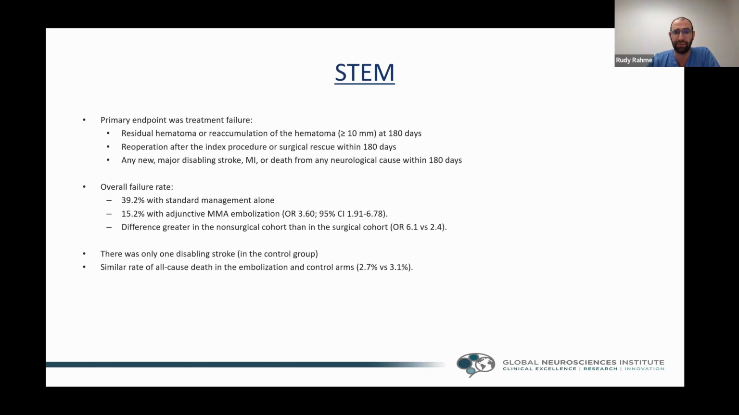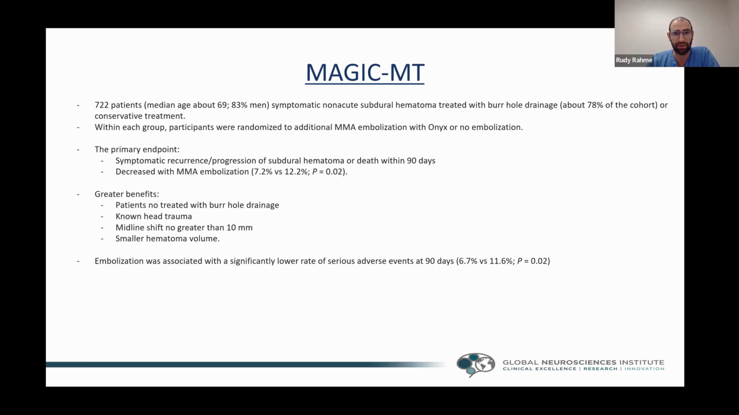So again, very positive, very, very promising results. MAGIC-MT is another randomized trial. The results were also presented at the International Stroke Conference in February. This is a study that comes from China. They included 722 patients. It's a little bit different. These patients were treated with burr hole or conservative management, and within each group, they randomized participants to go with Onyx or no Onyx embolization. The primary endpoint was symptomatic recurrence or progression of the subdural hematoma or death within 90 days. Again, it was significantly decreased with the middle meningeal artery embolization, at 7.2% versus 12.2%, with a very significant P value.